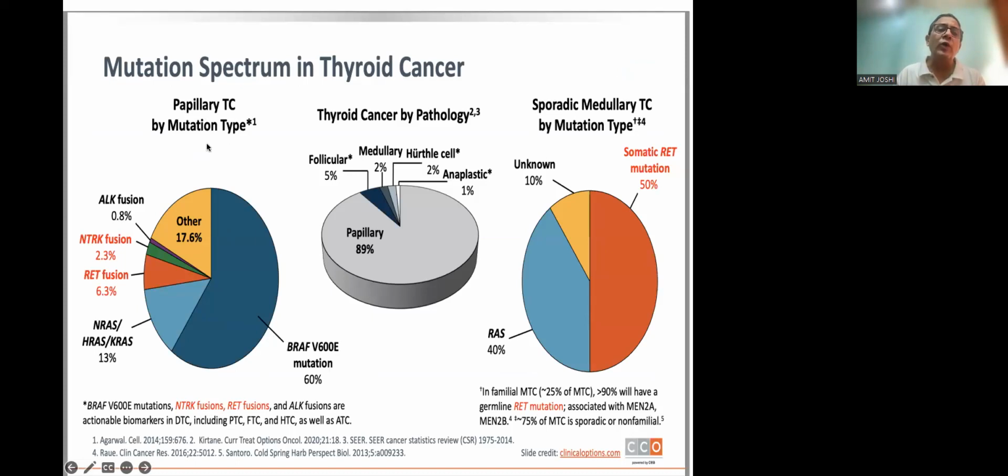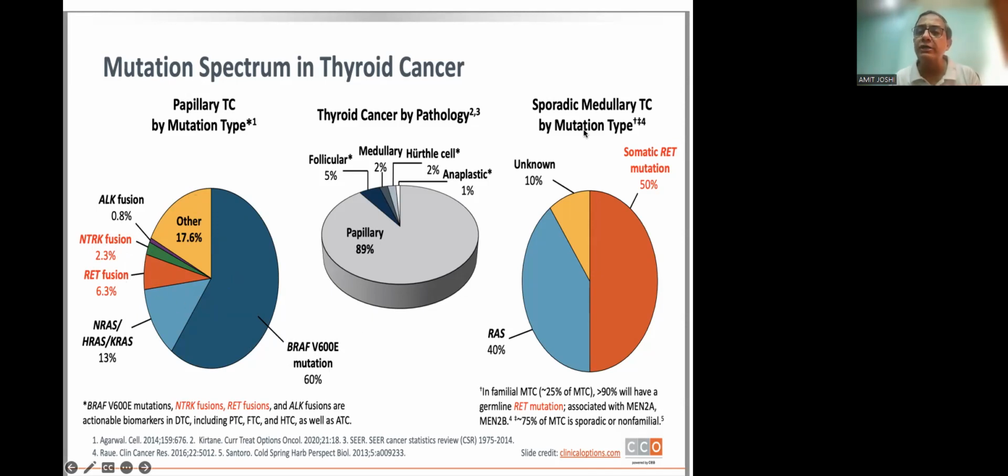So if you see the various mutation profiles in papillary thyroid cancer versus medullary thyroid cancer, this is the mutation profile in the medullary thyroid, and this is the papillary. In papillary thyroid, 60% will have a BRAF mutation, RET fusion is seen in 7%, then NTRK fusion, which I will discuss, and rarely other uncommon mutations. So in a papillary thyroid patient with progressive disease, around 60% will harbor this important BRAF mutation, and around 7% will harbor the RET fusion.